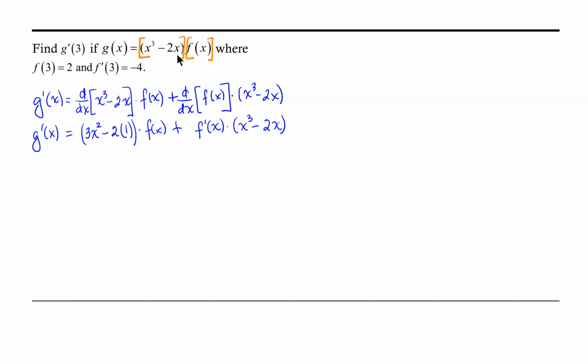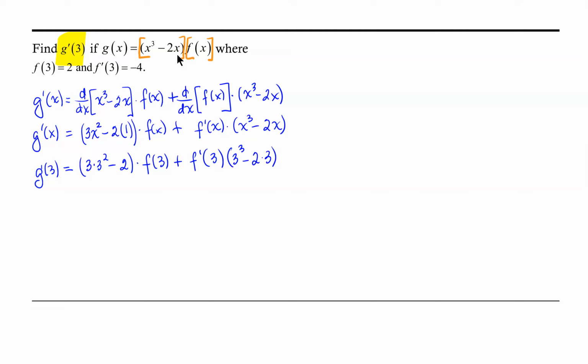And now what we're asked to do is to find g prime at 3. So g prime at 3, we replace all instances of x with a 3. So we'll have 3 times 3 squared minus 2 times f of 3 plus f prime of 3 times 3 cubed minus 2 times 3.